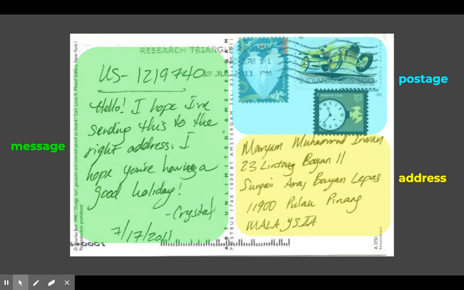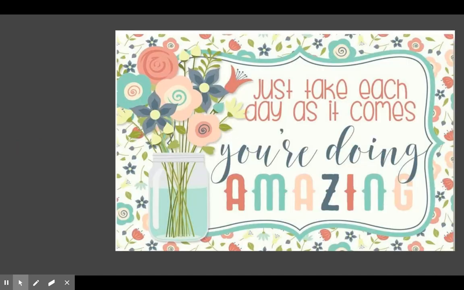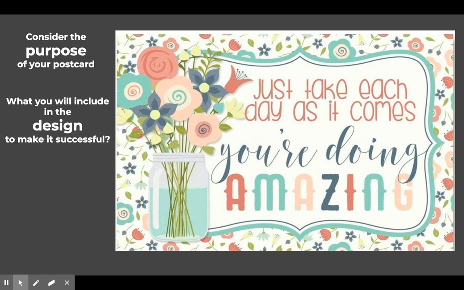Now that we have a pretty good understanding of the written part of it, let's focus on the design on the front. An important thing to consider is, what is the purpose of your card? Thinking about what it is you will include in your design to make it successful, and really understanding what the message is going to be is going to help support that.